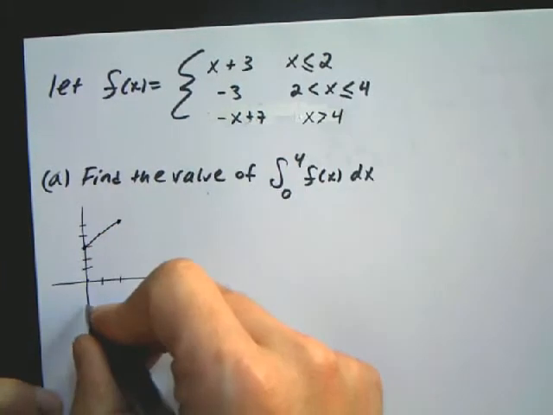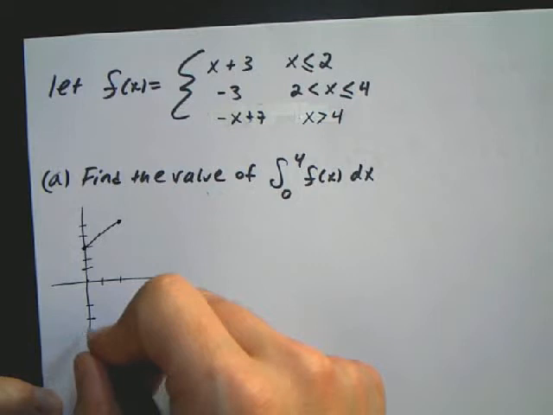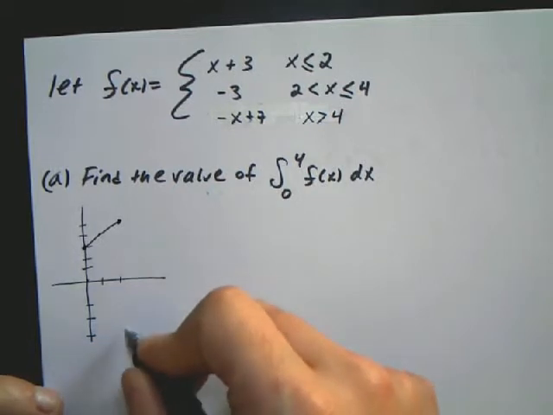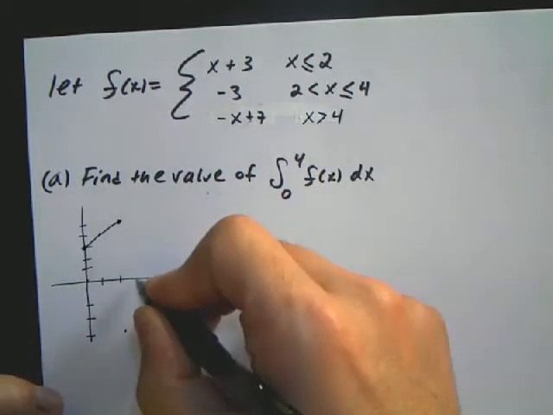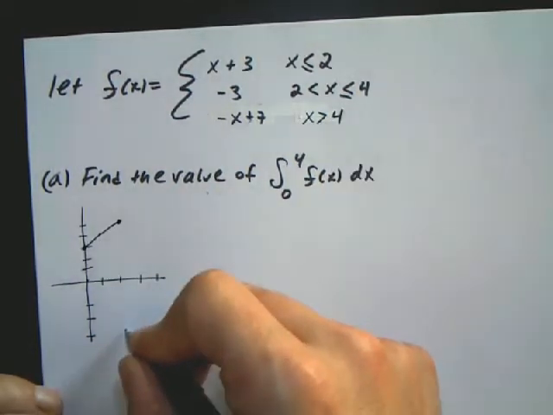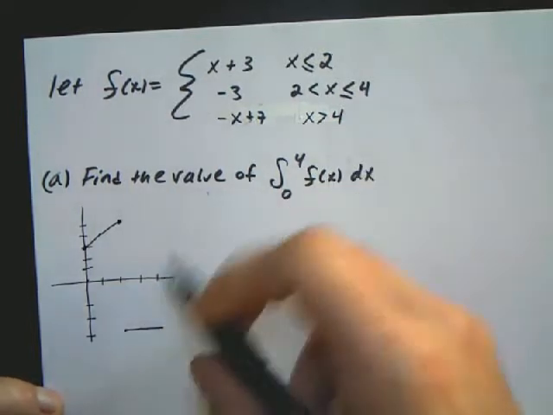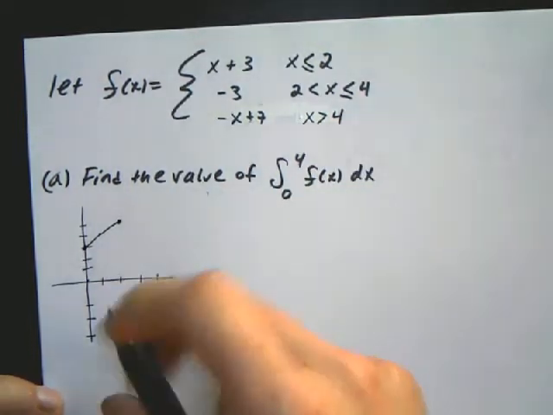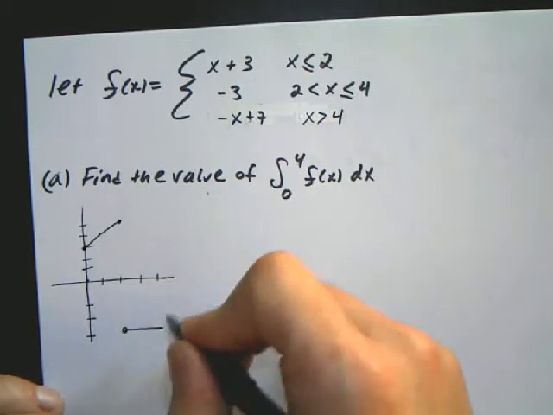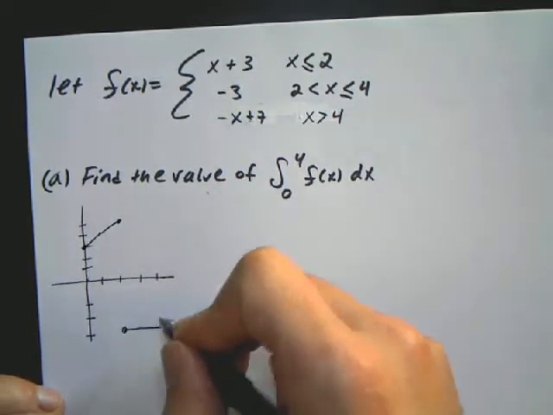and after 2 it switches over to be negative 3, so it's going to go negative 3 until it gets to 4. So there's going to be a straight line from negative 3 to 4. And it's going to have an open circle on this end and a closed circle over here.